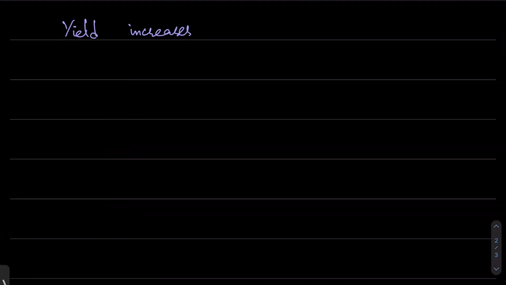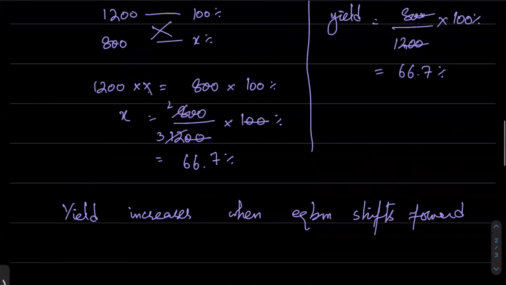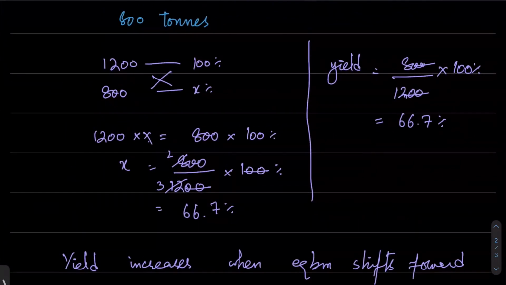Yield कब बढ़ती है? Yield increases. This is a very important point to remember. Yield increases when equilibrium shifts forward. When the backward reaction is slow and the forward reaction is less. Now, what happens to the remaining 33%? It does not get made. Or whatever is made goes in the reverse direction.